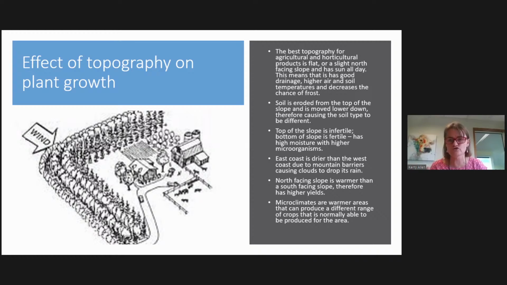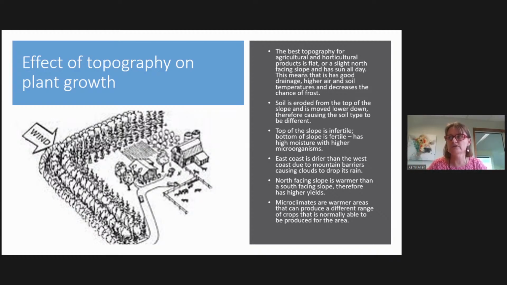The east coast is drier than the west coast, and that is to do with our winds. So as the winds pick up over the ocean, they pick up water and dump it on the west coast because it hits those mountains and therefore comes over, and the east coast is drier. So you need to irrigate on that side.